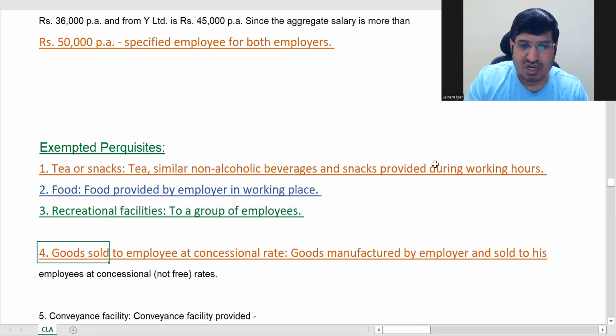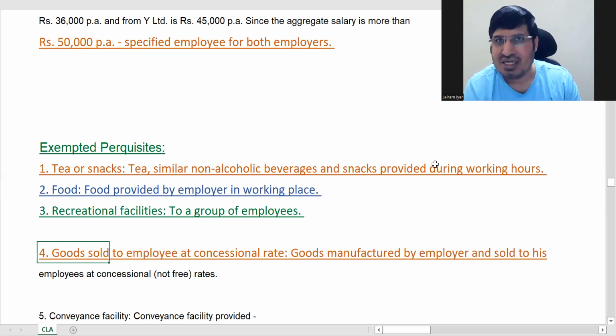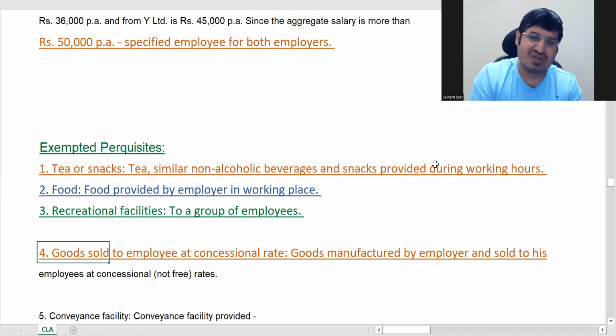Next is goods sold at concessional rate. Yahan pe not any goods. Goods which are manufactured by the employer. Okay. Many times the employer is working in a factory, so that product is given free of cost to the employees. Correct. Jahan kaam kar raha hai, wo product to kuch milna chahiye employee ko. Minimum, right?